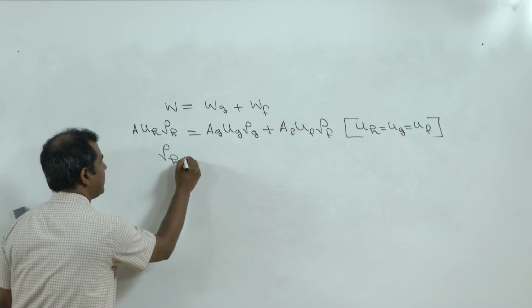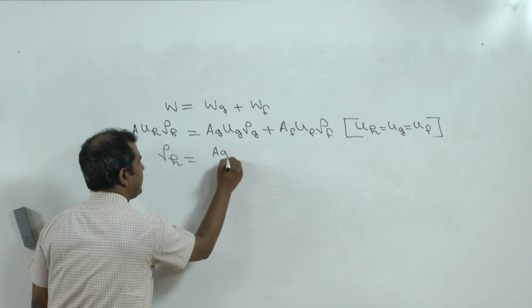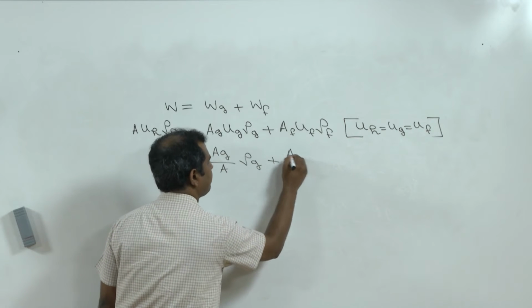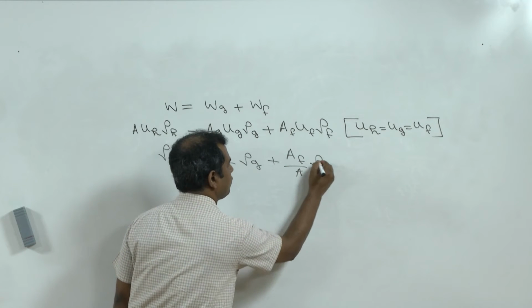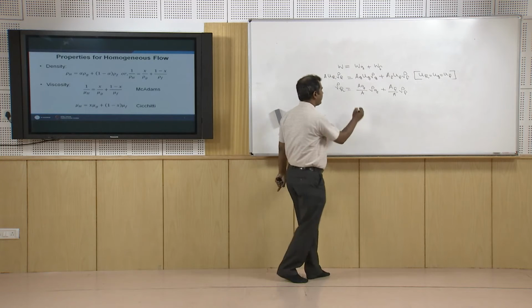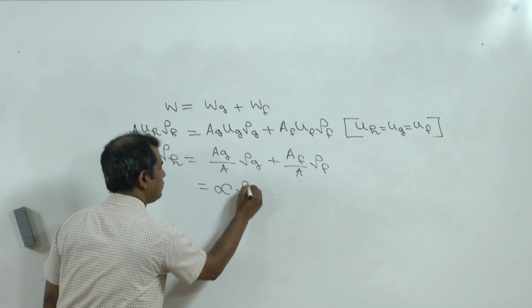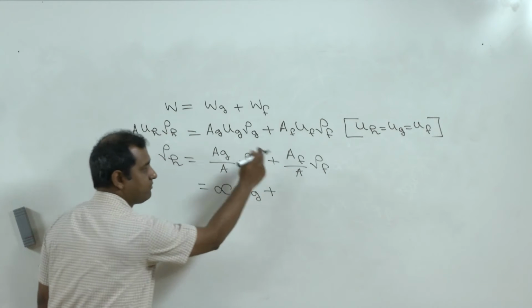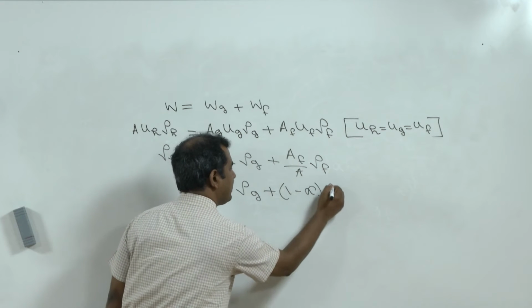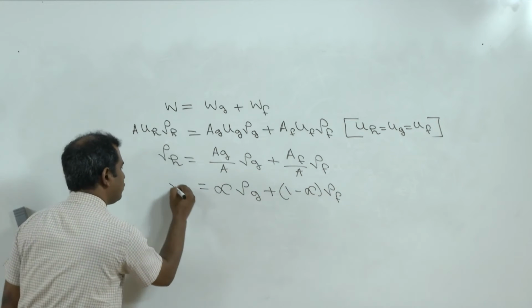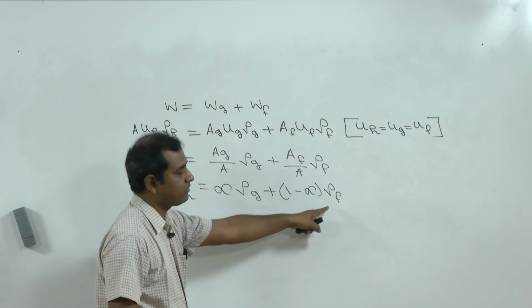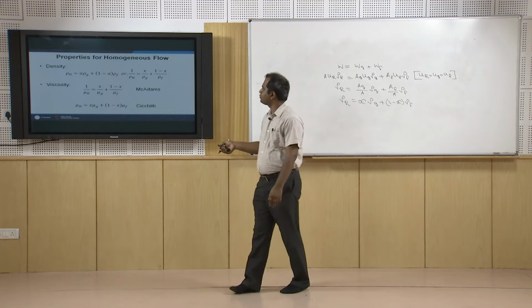So I will find rho h equals Ag by A into rho g plus Af by A into rho f. Now, we know Ag by A is nothing but our void fraction alpha, so this is alpha into rho g, and similarly Af by A is nothing but 1 minus alpha into rho f. So we get that rho h is alpha rho g plus 1 minus alpha into rho f, the equation I have shown you here.